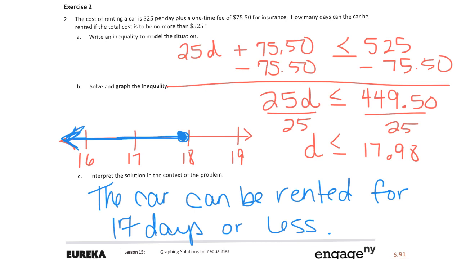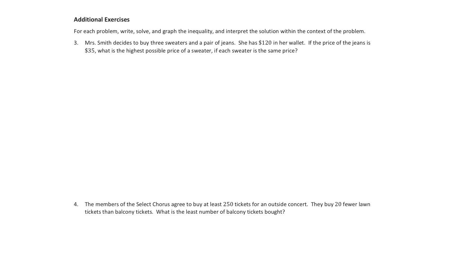All right, next page. For each problem, 3, 4, and 5, we're going to write, solve, and graph the inequality, and then interpret the solution within the context of the problem. Mrs. Smith decides to buy 3 sweaters and a pair of jeans. She has $120 in her wallet. If the price of the jeans is $35, what is the highest possible price of the sweater if each sweater costs the same price?